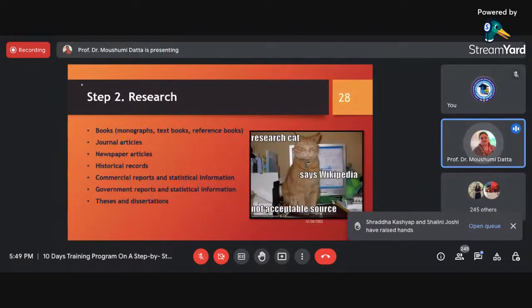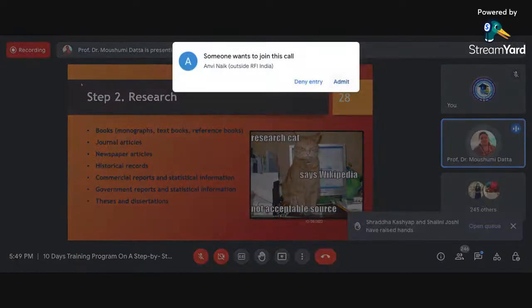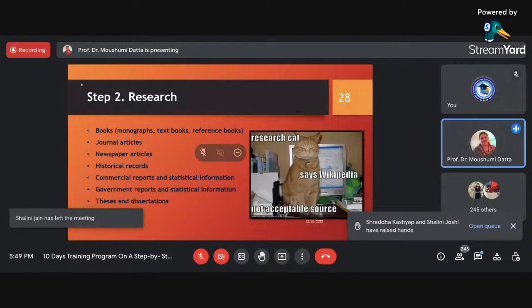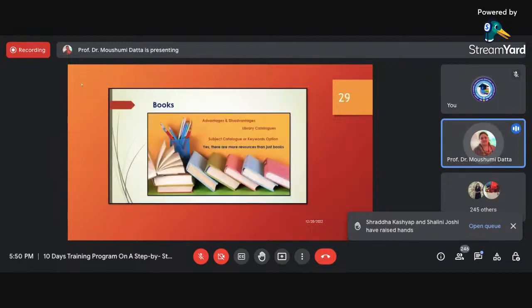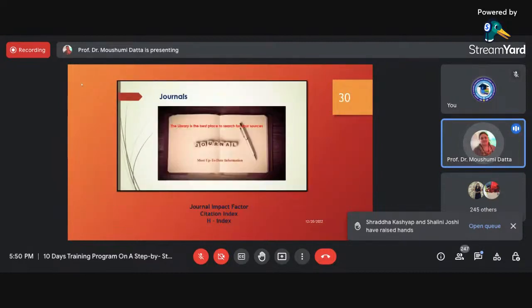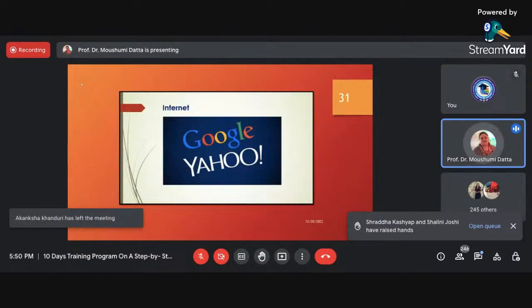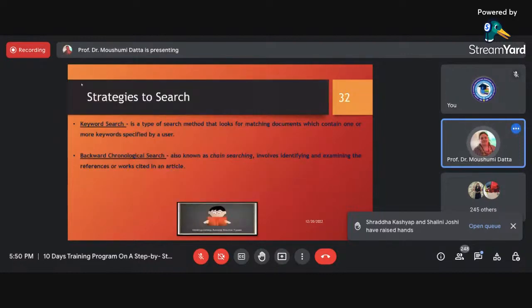As I said, research can be from anywhere: books, journals, newspapers, historical records, government records, but not Wikipedia at all. You just cannot do it from Wikipedia, because if you take it from Wikipedia, it will be plagiarism. You can take it from the books, from the journals, or go to Google Scholar, not Google. Google is a web page, and Google Scholar is a subset of Google, which has different types of books and articles. You can definitely look into them.